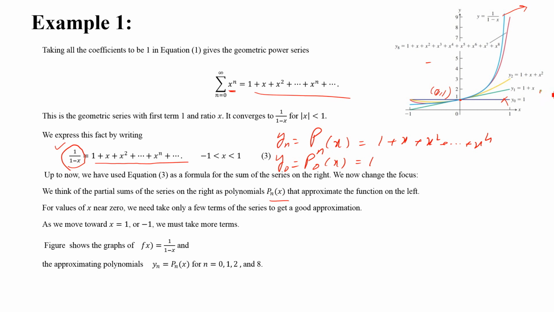Next we have y1. y1 is going to be 1 plus x. 1 plus x is also a line. Now, y1 is equal to 1 plus x. At x equal to 0, this y1 is 1. Again, (0, 1) lies on this line. So at the center, all these sums approximate this function very well. Not only at the center, rather in the neighborhood of the center, these sums approximate this function very well.